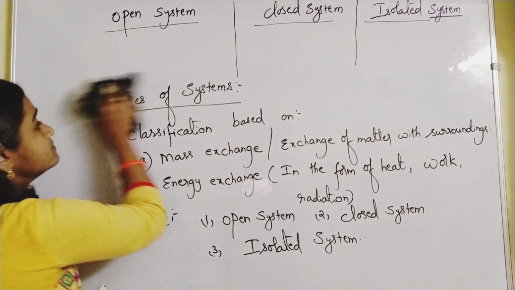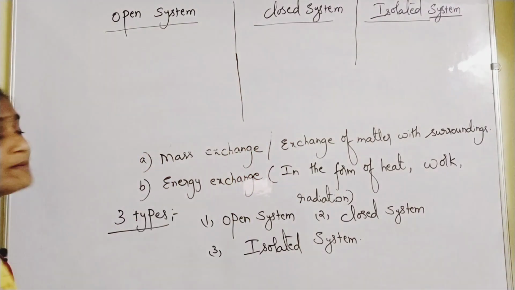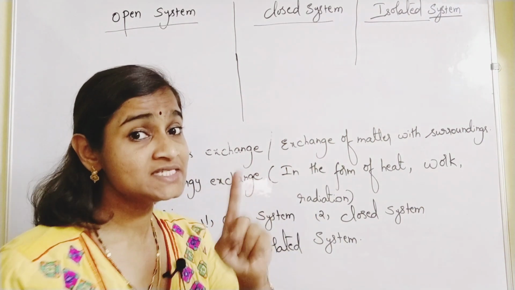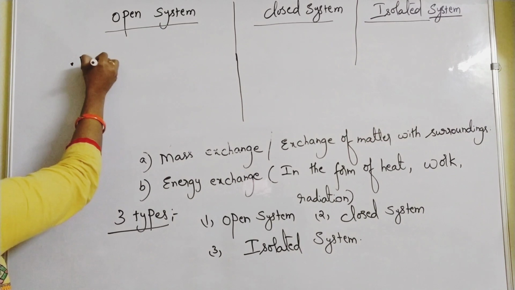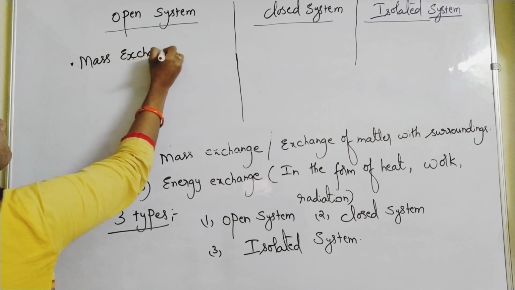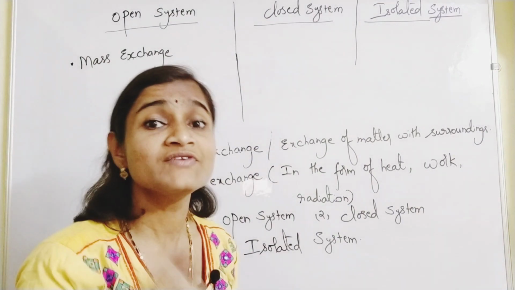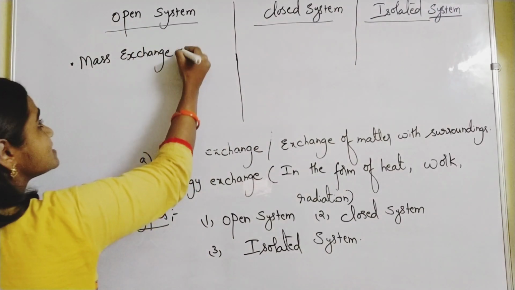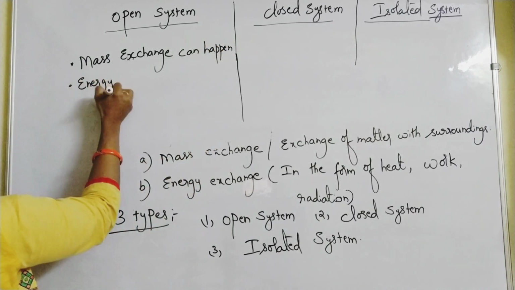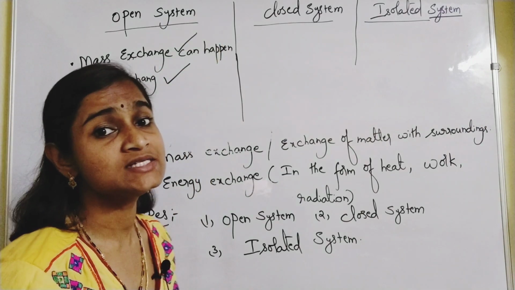Okay, so open system. Open system is the type of system in which mass exchange can happen as well as energy exchange also can happen. I said the classification is based on these two factors. Please remember. During a thermodynamical process, change in mass will happen. If it happens, you call it an open system. Mass exchange can happen, and energy exchange also can happen. Both factors will happen in case of open system.